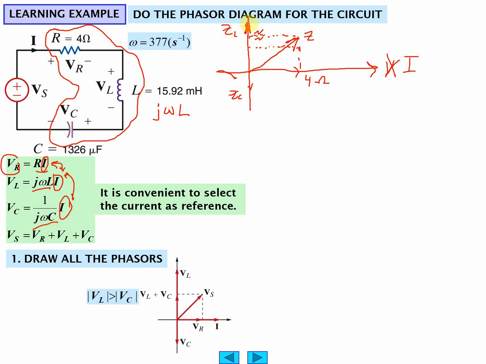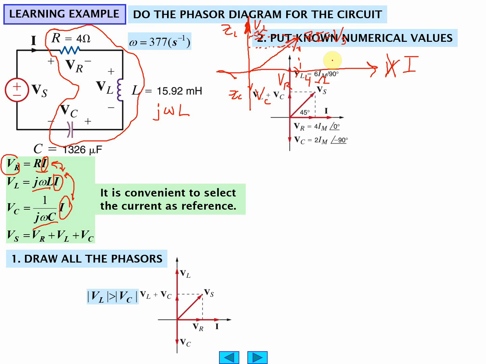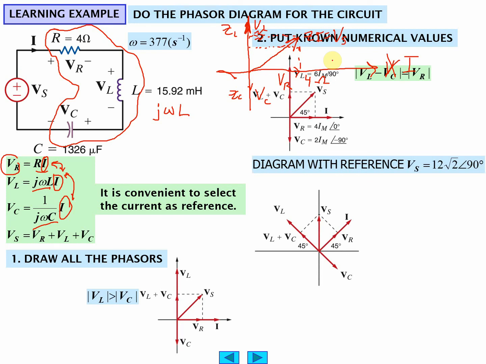And of course, Z times I gives you voltage of the inductor. Z times I, voltage across the resistor. Voltage across the capacitor. And then this is voltage of Z times I equals voltage of the source. Okay. Put in numerical values, get it all straightened out, and they come up with exactly 45 degrees.